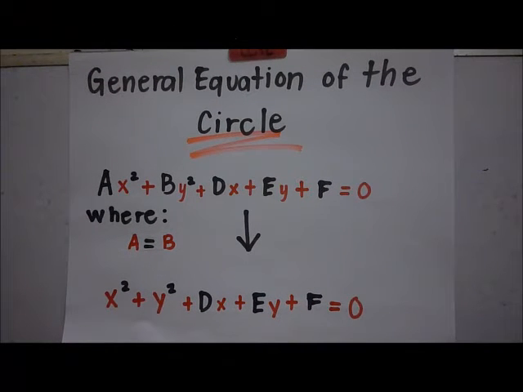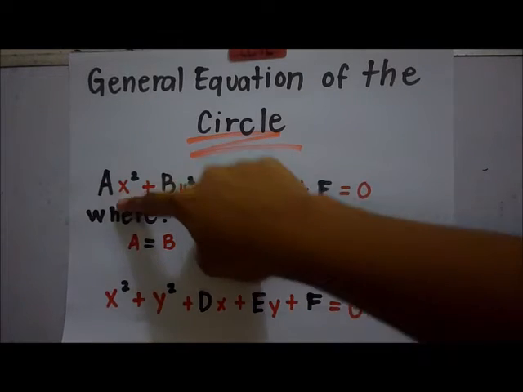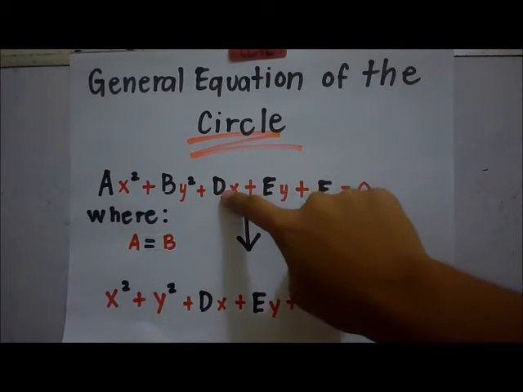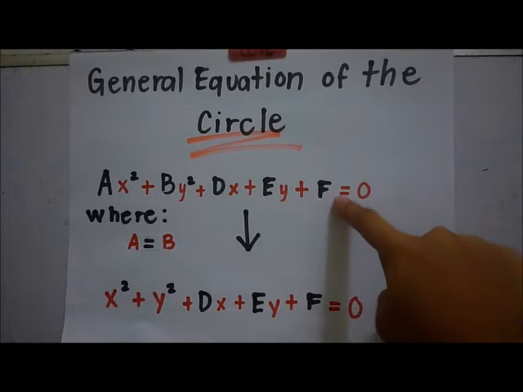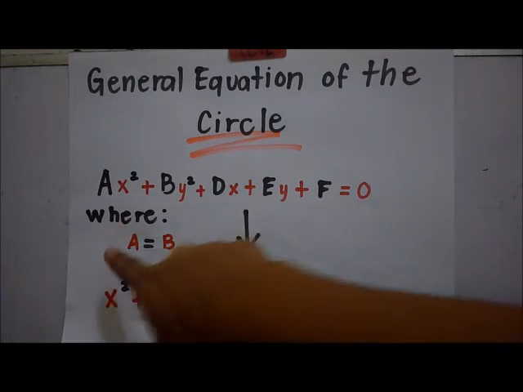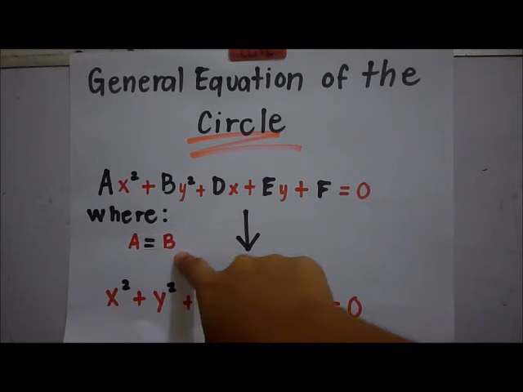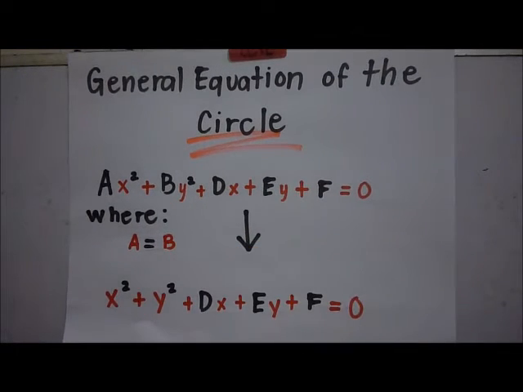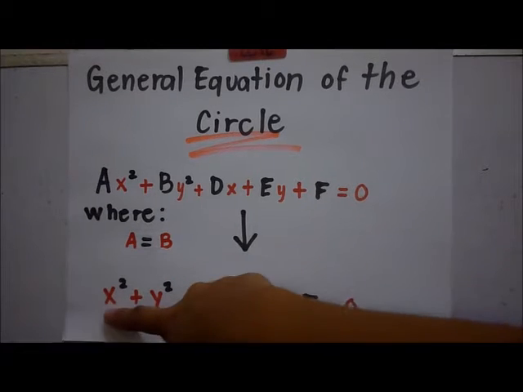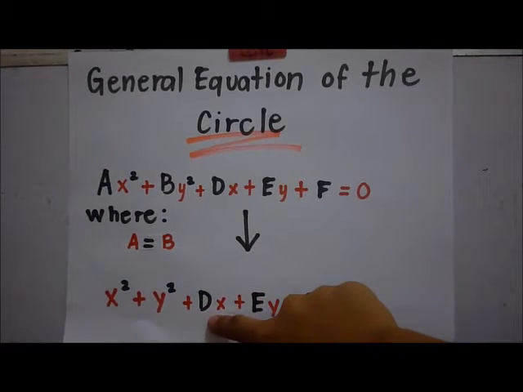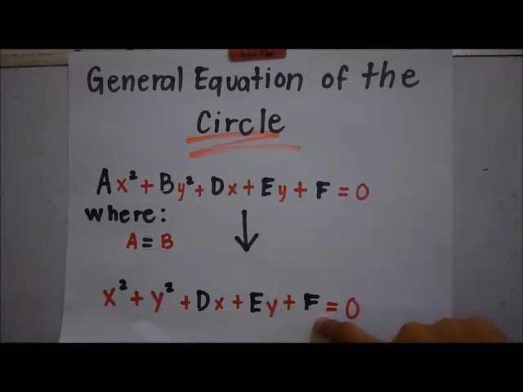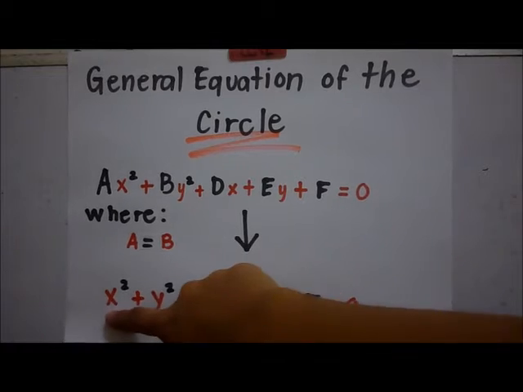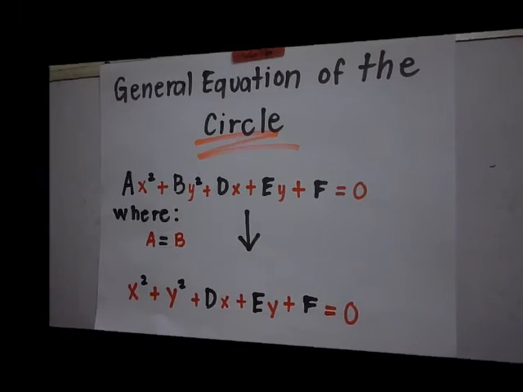The second part of this tutorial deals with the general equation of the circle in the form of ax squared plus by squared plus dx plus ey plus f equals 0, where a is always equal to b. Remember, it is always equal. It can also be written in the form of x squared plus y squared plus dx plus ey plus f equals 0, since the coefficients of x squared and y squared are always the same.